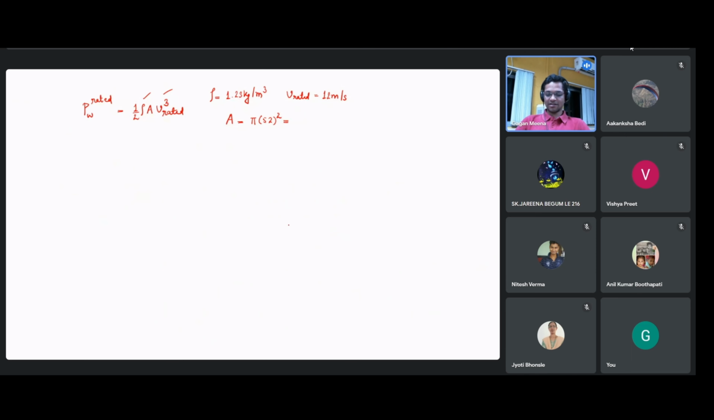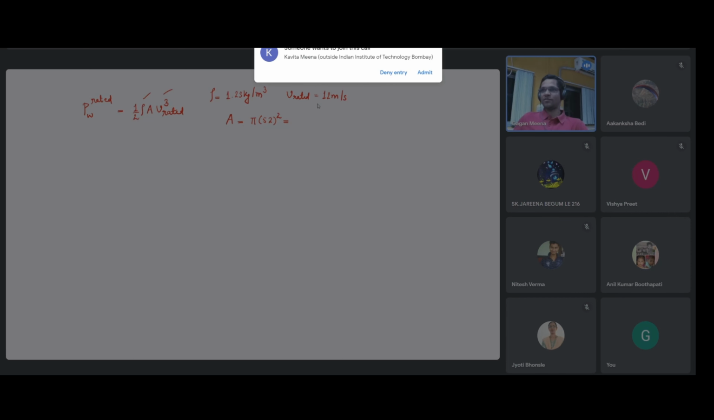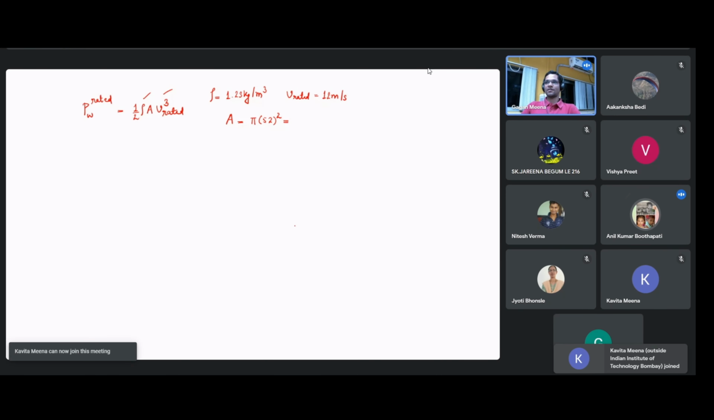Did you calculate? What is this value? Anyone? 894. 8494. 8494 meters square. Correct. So this is 8494 meters square.